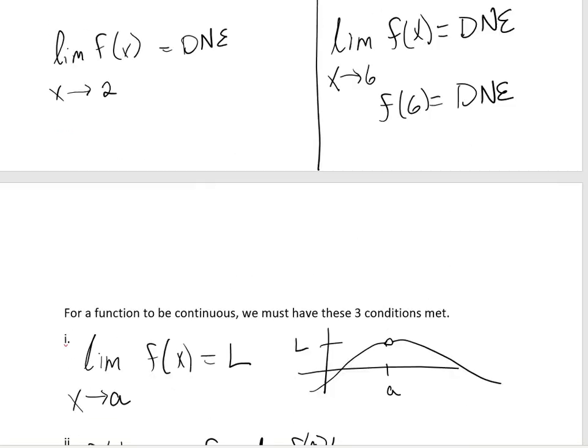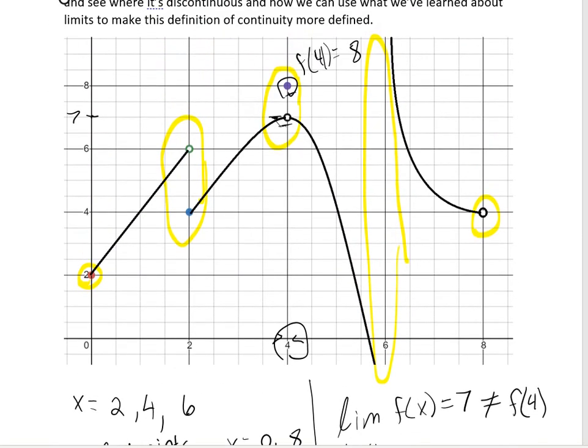Now, if we fail some of these conditions, they have special names. So let's go back up to our example. Here, this is called a jump discontinuity. So if the limit from the left-hand side doesn't match the limit from the right-hand side, it's a jump discontinuity. You can kind of think if there is a guy running from left to right on our function, he would have to jump to get from one side to the other.